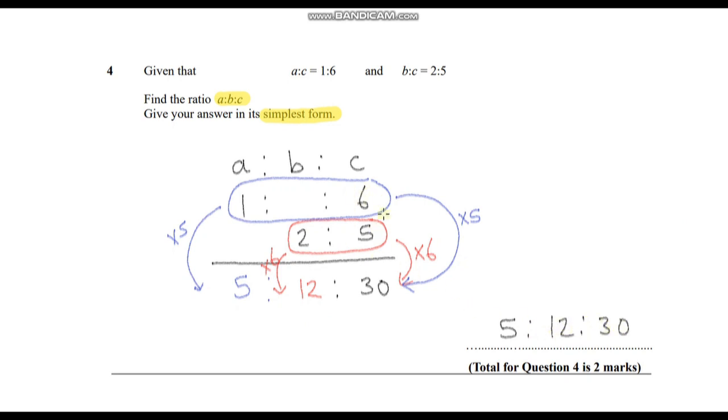So the key thing about this was this number here. First of all, finding the 30, and then everything else follows. And how I got the 30 is I just found the lowest common multiple of these two numbers.